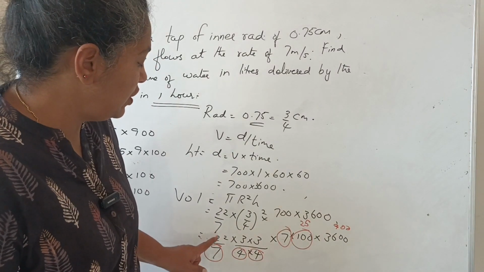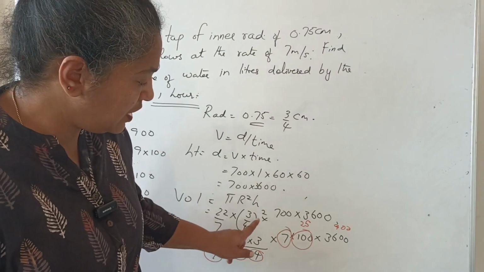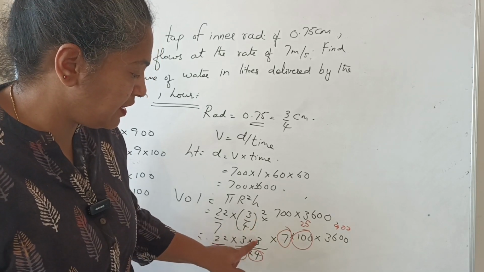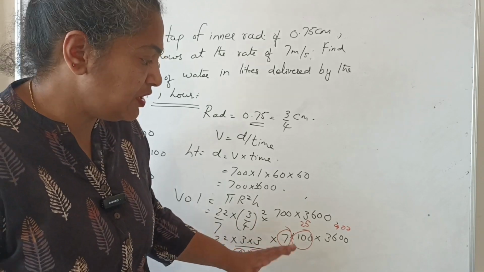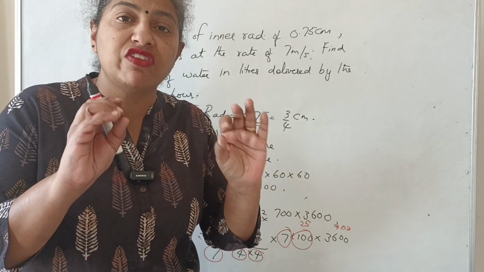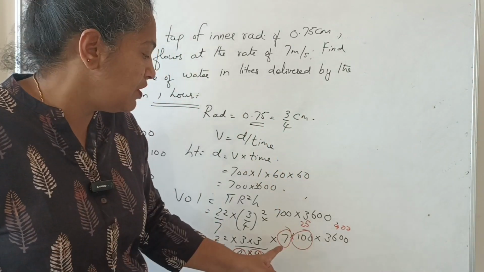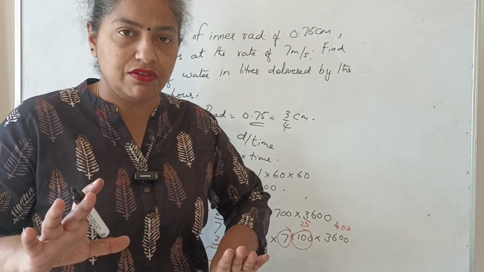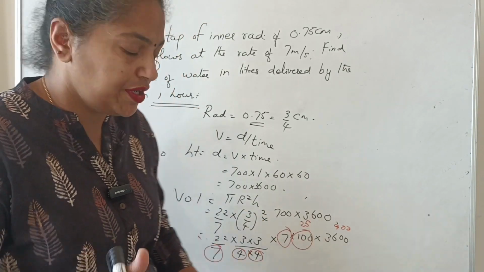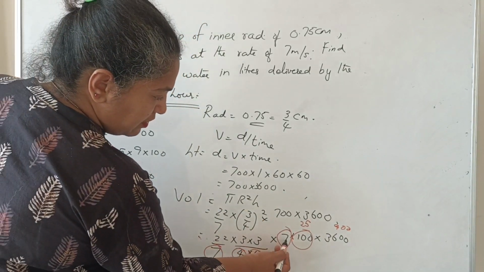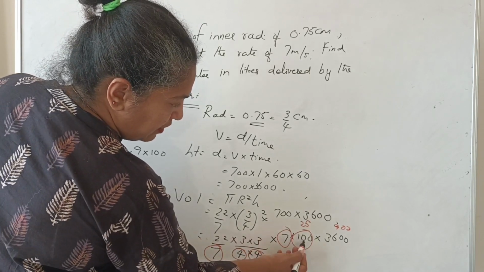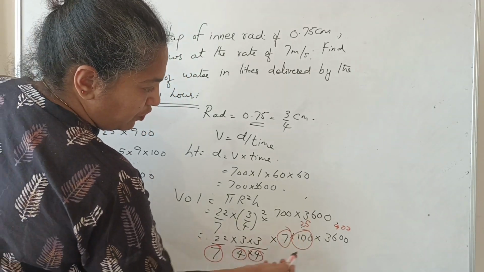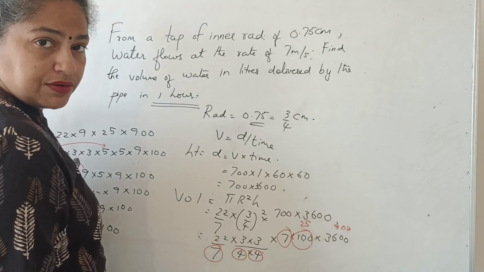Okay guys, so 22/7 into 3/4 the whole square, I have written it as 3 into 3/4 into 4. 700, I have split it into 7 into 100. The reason being, because there is a 7 over here, I can easily cancel. You can write it as 700 and cancel. It's your wish. And 3600. Now 7 and 7 gotten cancelled. 4 and 100, you get a 25. 4 and 3600, you get a 900.